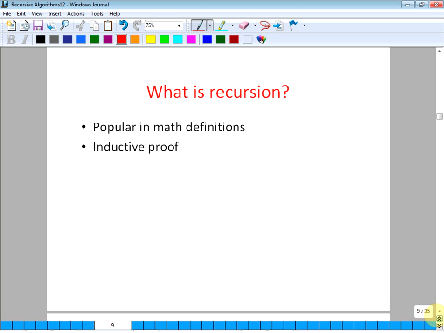So recursion is quite popular in math definitions. We'll see one very soon. And also the concept is used in inductive proofs. Let me give an example.